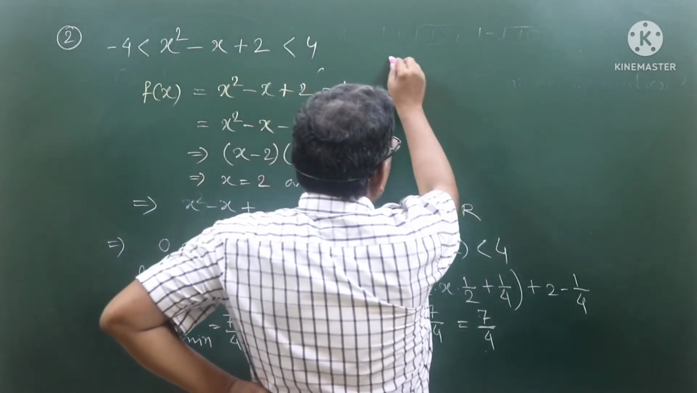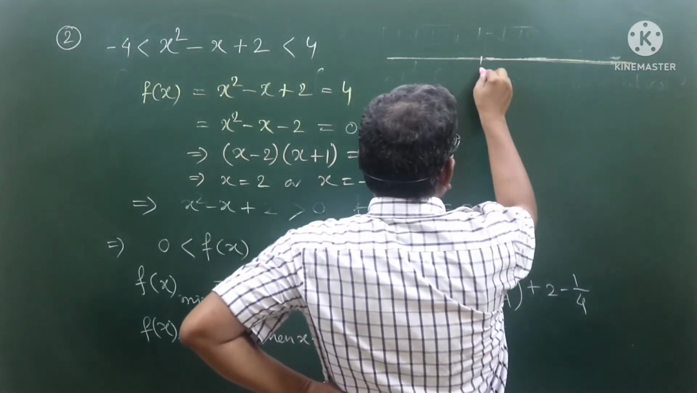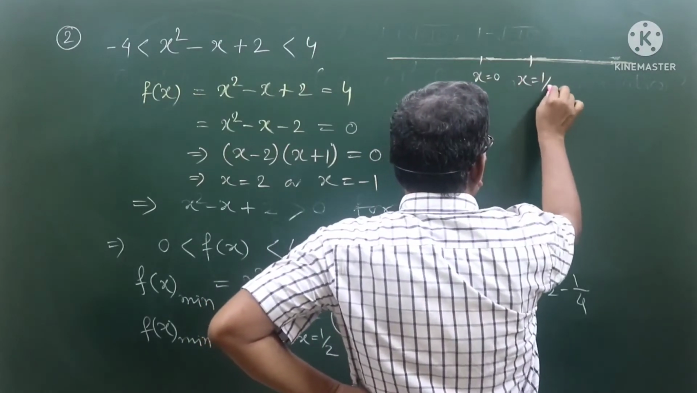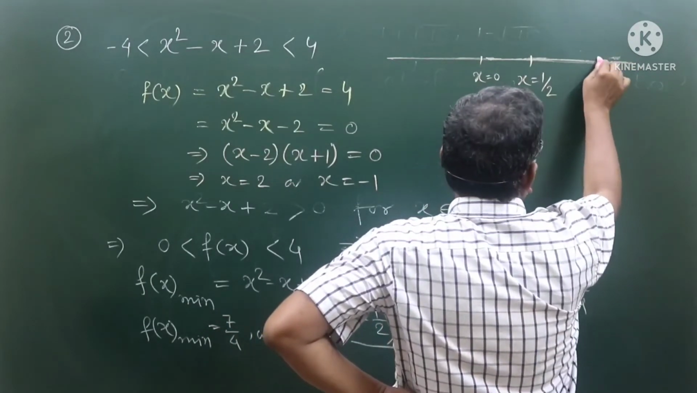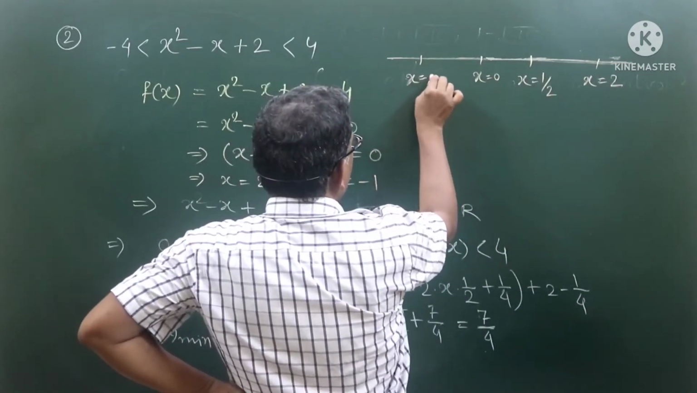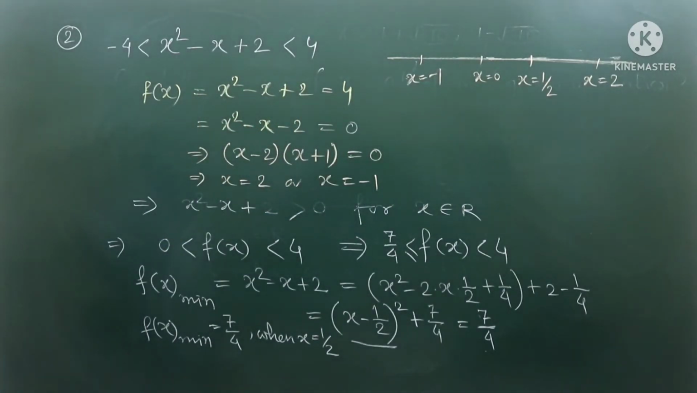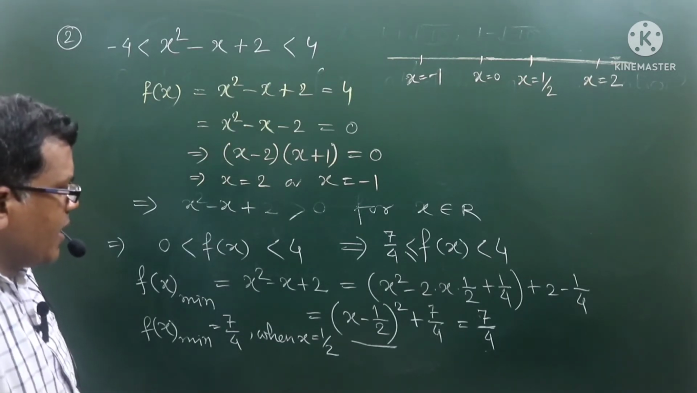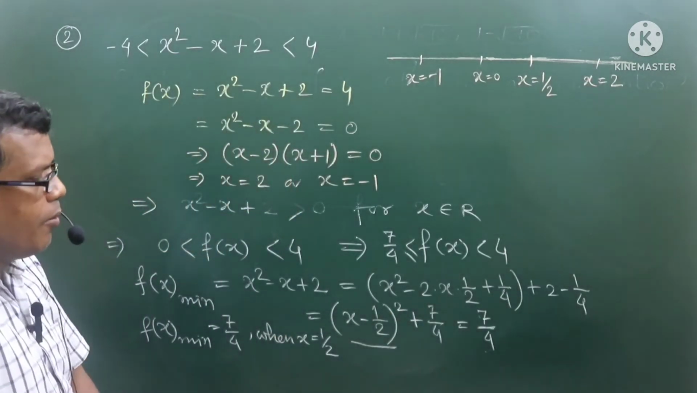So now the real number line suggests that here it is x equal to 0, here it is x equal to 1 by 2, here it is x equal to 2, and here there is the value x equal to minus 1. Now see the important part of it. Once I put x equal to 1 by 2 in this expression, I get the minimum value of the expression, that makes the expression equal to 7 by 4. Yes or no?